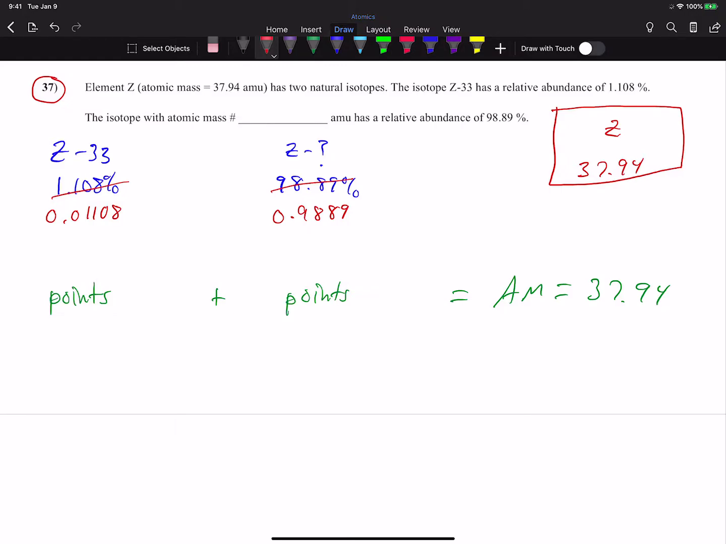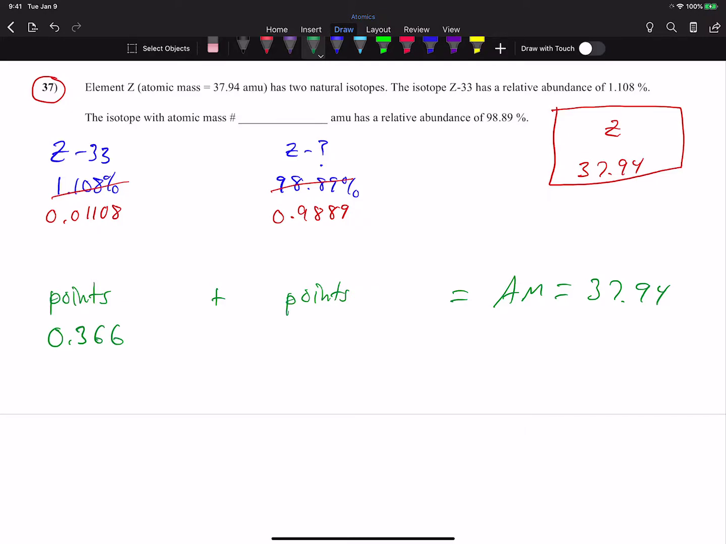So we want to do what we did the first time. We want to take 1% of 33 and basically 99% of this other isotope. That's how we did the first problem. So let's see what kind of progress we can make. 0.01108 times 33. So here's now our points from the first isotope: 0.366.